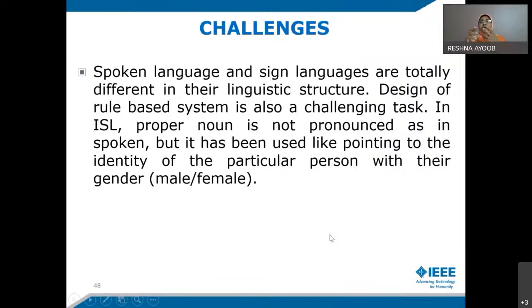How are you? First it is shown you, then it is shown how. So you, how. But in a sentence, it is how are you. So the word are is not there in this sign. So we have to include all these while recognizing a sentence. So in ISL, the proper noun is not pronounced as in spoken language, but it has to be used like pointing to the identity of a particular person with their gender.